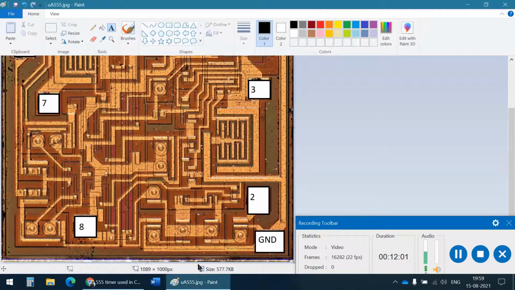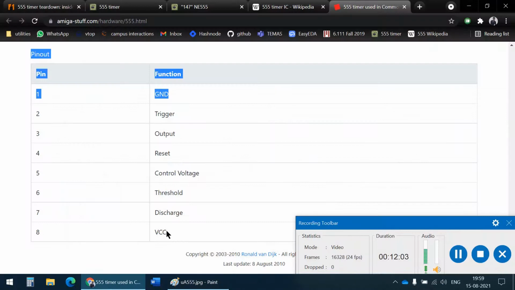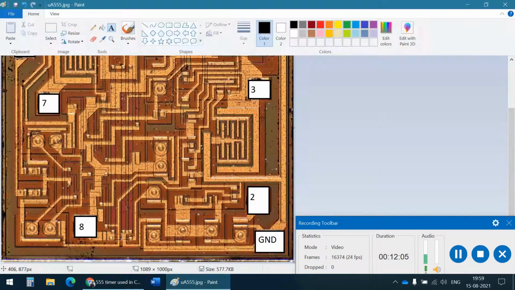Let's go back here, and we see that pin 8 is VCC. So this pin should be VCC, which seems right because VCC also needs to go to quite a lot of connections, and it seems to have a broader path. As you can see, it's a broader path.